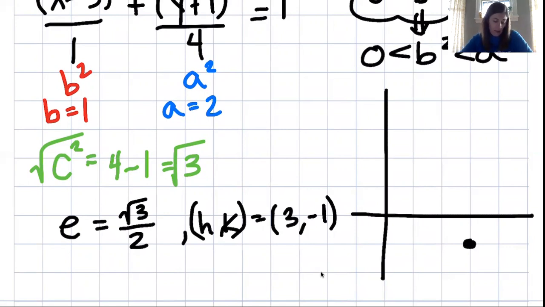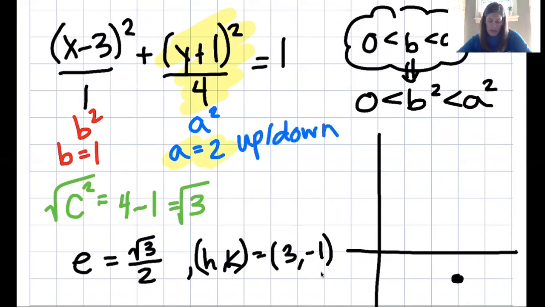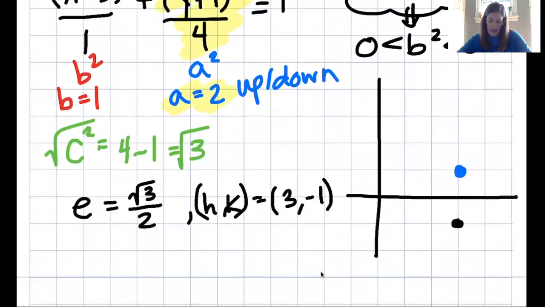I'm going to count. So I'll use my color here. I'm going to go back to blue because this would be to my vertex. A is underneath the y. So when I want to move a, I'm going to go up and down from my center. So I'm going to go up 2 and down 2. And those are going to be my 2 vertices.